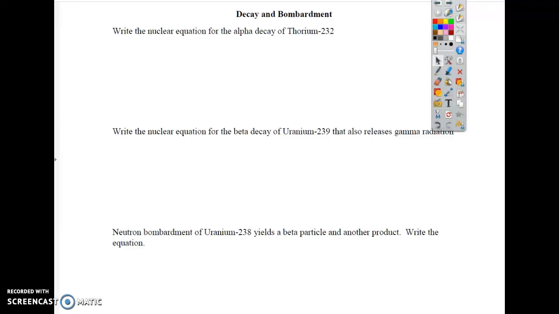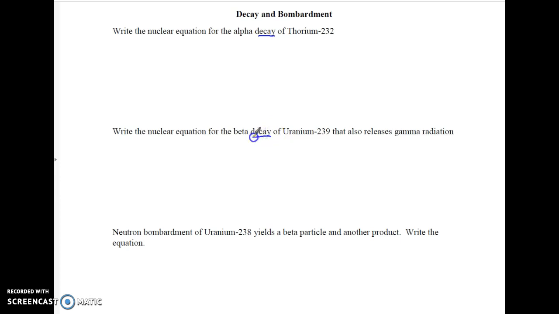In this video, I'm going to go over decay and bombardment. There are two types of nuclear equations. The first two are going to be decay problems, and when a radioactive sample is going through decay, what it's telling you is that the nucleus is unstable. It doesn't have the right mix of protons and neutrons, and it is going to go through a type of decay that is going to make it more stable.